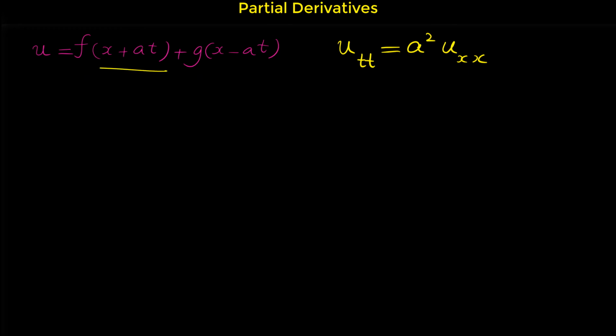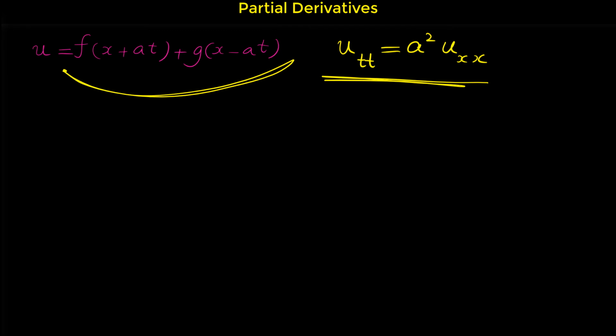Note that here we suppose f and g to be two differentiable functions of any order. Actually, twice differentiability of these two functions is enough, but we can suppose they are differentiable of any order. So we want to prove that this is a solution for the wave equation, which means that if we take the derivative of this function twice with respect to t, it should be equal to the derivative of this function twice with respect to x times a squared.